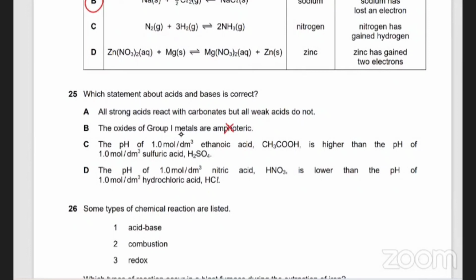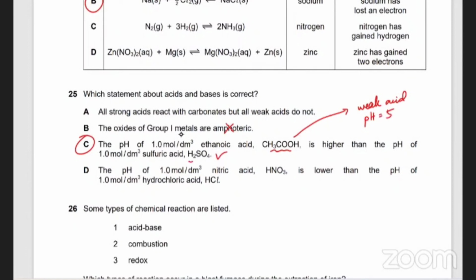The pH of 1 mole per dm cube ethanoic acid is higher than the pH of 1 mole per dm cube sulfuric. That's 100% correct. Organic acids are weak acids. तो अगर वीक एसिड का पीएच होगा ना, वीक एसिड का पीएच 7 के करीब होगा. वीक एसिड का जो पीएच होगा ना, that's going to be around let's say 5. I'll just give it 5, ठीक है.